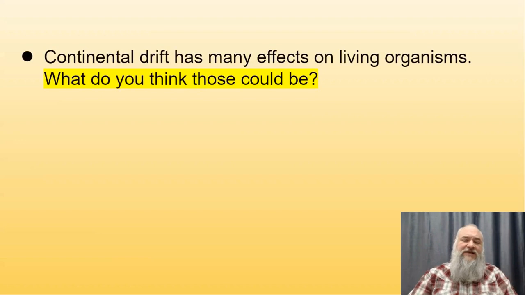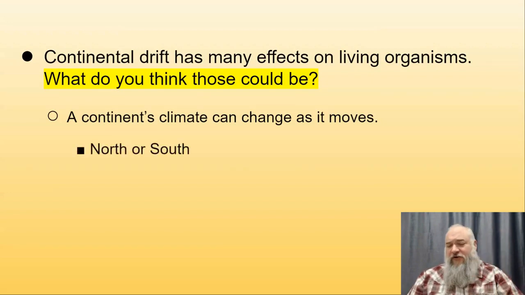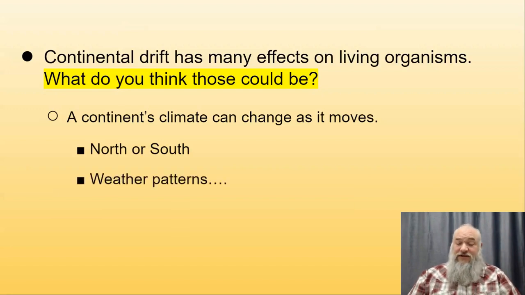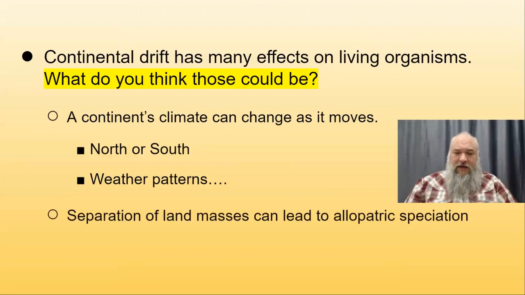So continental drift has many effects on living organisms. What do you think those effects could be? Pause it if you need more time to think about it, but a continent's climate is definitely going to change as it moves, right? It's going to go farther north or farther south, which is going to have a drastic effect on the climate. It's going to definitely affect the weather patterns, right? Some areas are going to get very hot, some are going to get very dry, some are going to get very wet. So a lot of changes there, not just due to north and south, but ocean currents and all those other things.